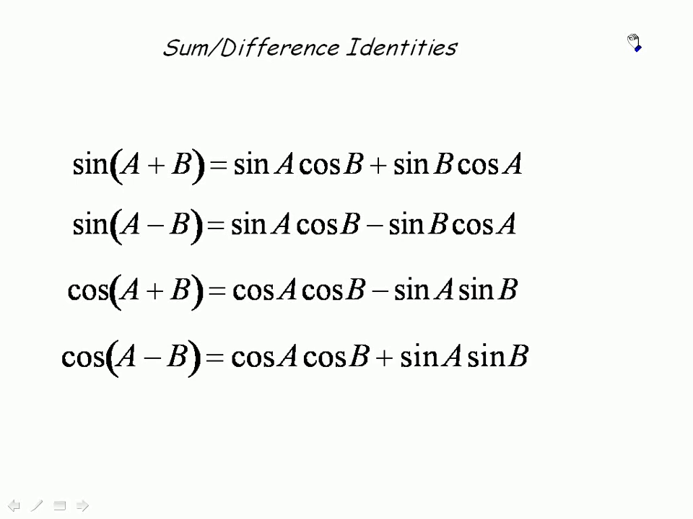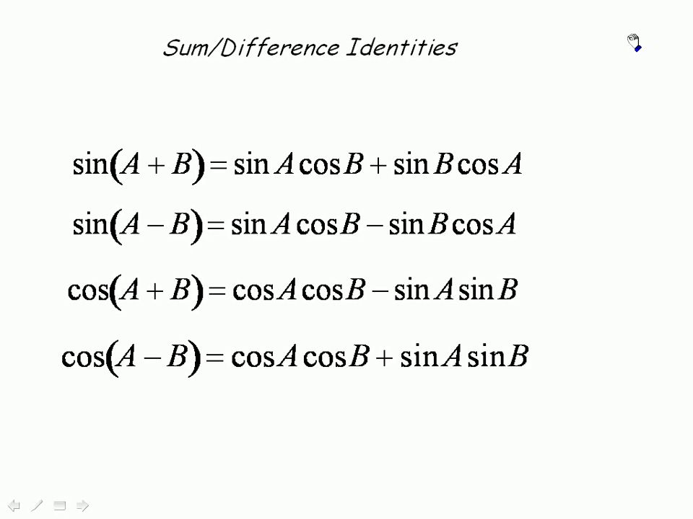Now the patterns with these ones are such that people actually tend to memorize them, because they can see that the two sine ones are sine cos plus or minus sine cos of the other angle, whereas the cos ones are cos cos minus sine sine, or cos cos plus or minus sine sine. So the patterns are clear enough, but they are given to you, so you don't need to memorize them.